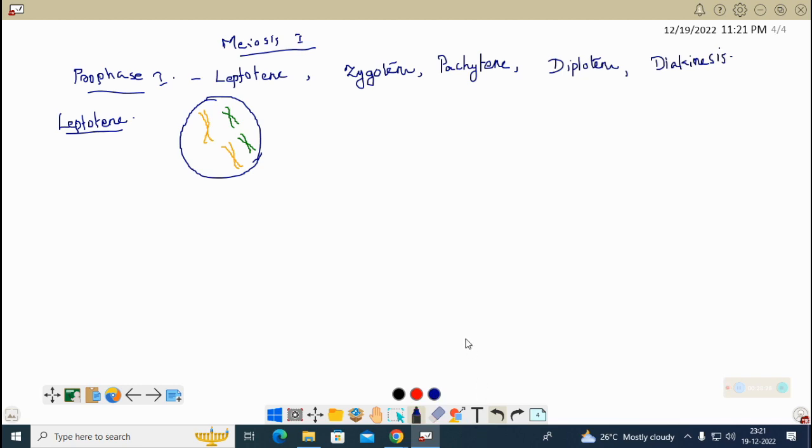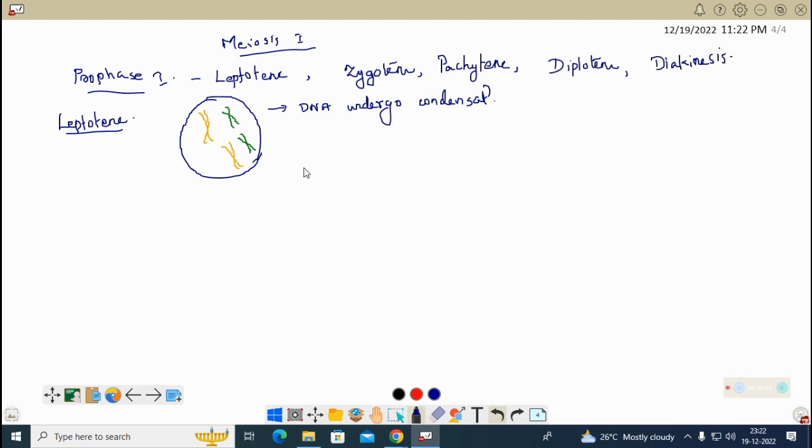So this is the leptotene stage, in which we can see what is actually happening. In the leptotene stage the DNA will start undergoing condensation, like we studied in the prophase of mitotic division. The same way here also, in the leptotene stage the DNA will start undergoing condensation.